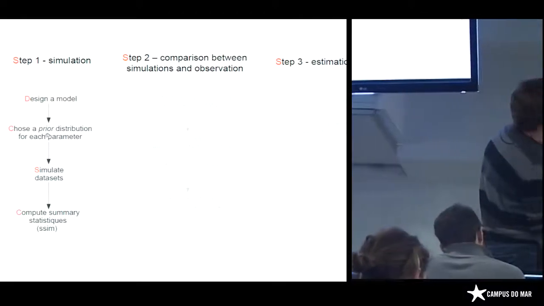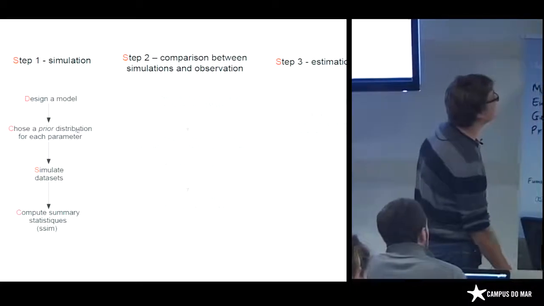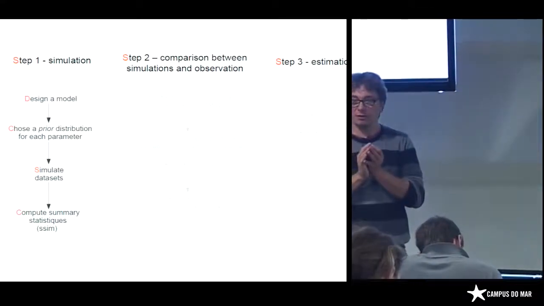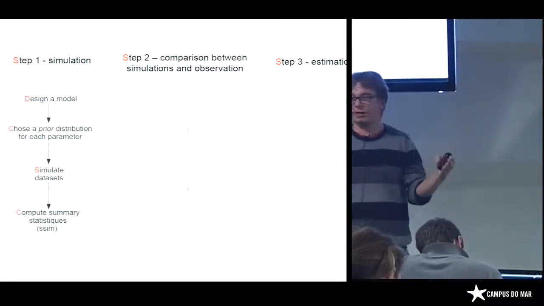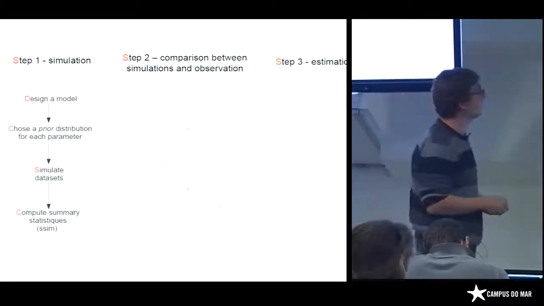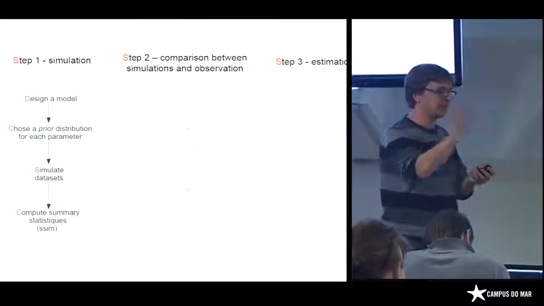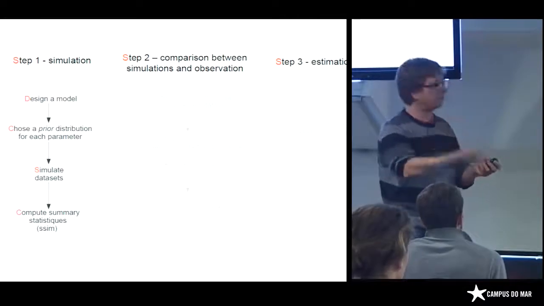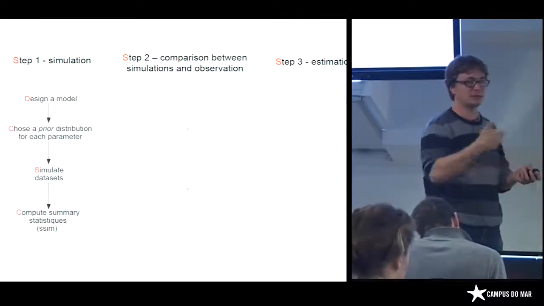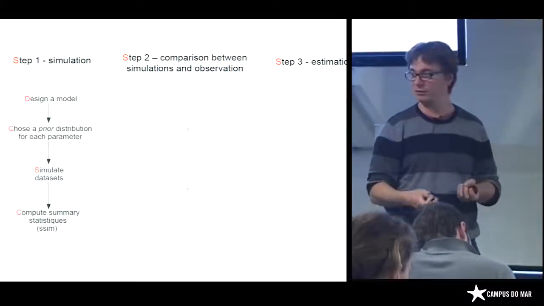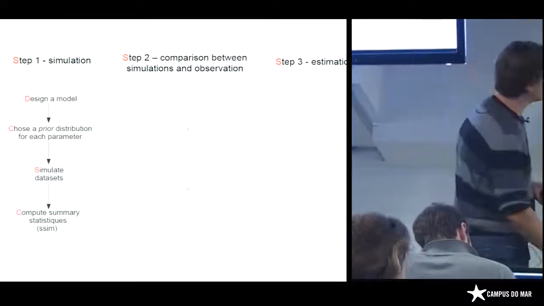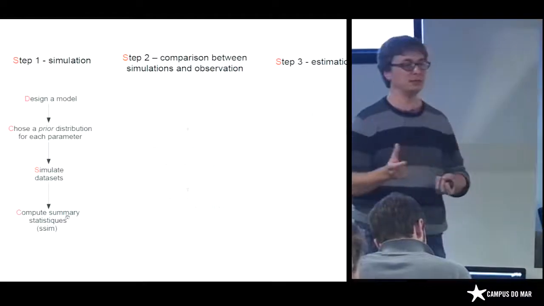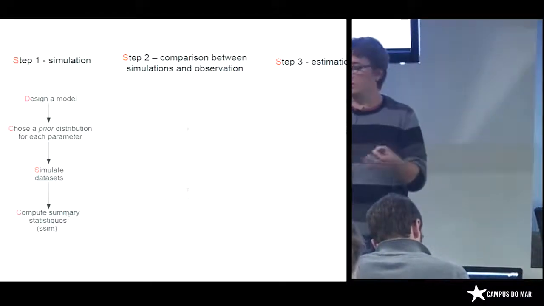You have to have the distribution of the parameter a priori. So usually there is a uniform distribution between two extreme values. So you take the parameters at random following the prior distribution, and you simulate data sets with a simulator, a simulating software. And from the simulations, you compute the summary statistics that describe the data set.